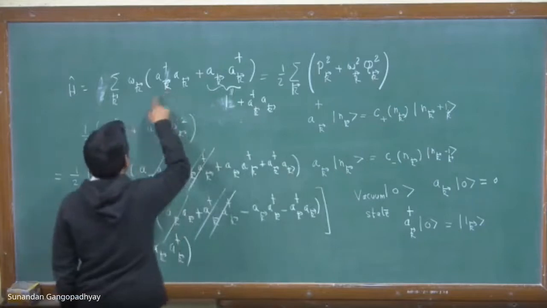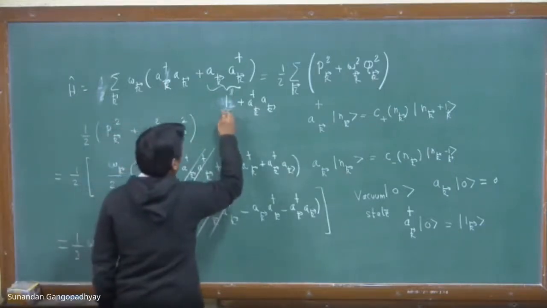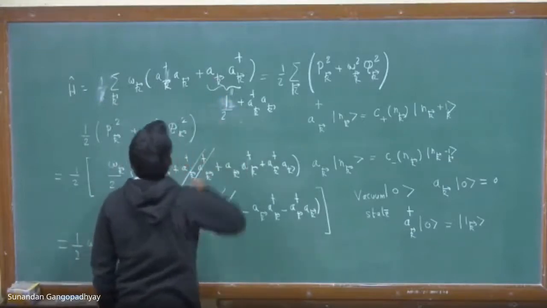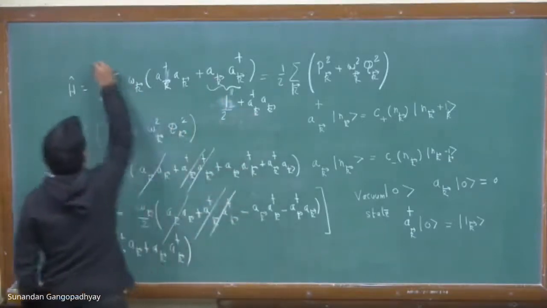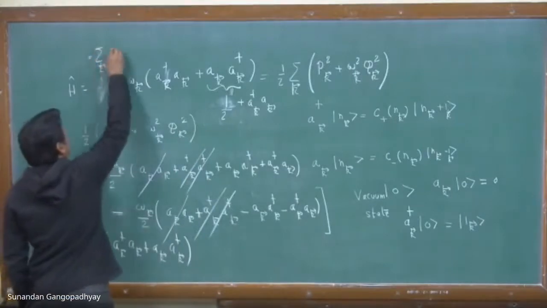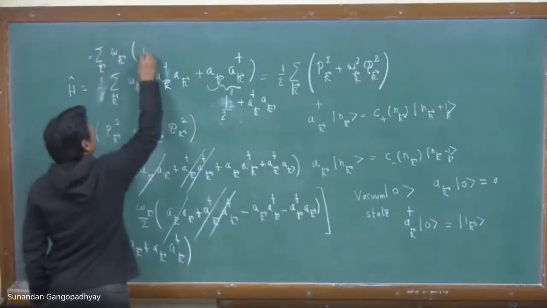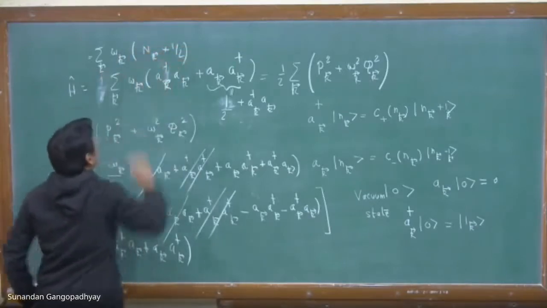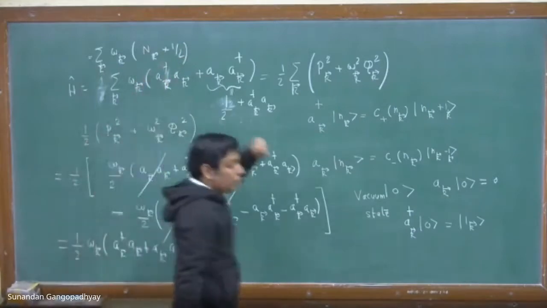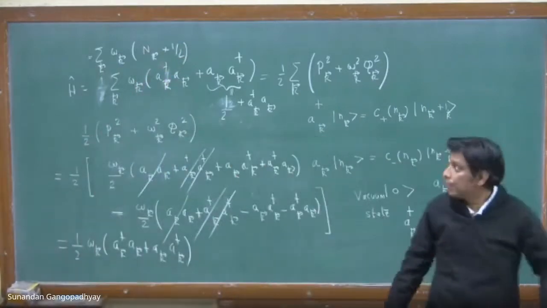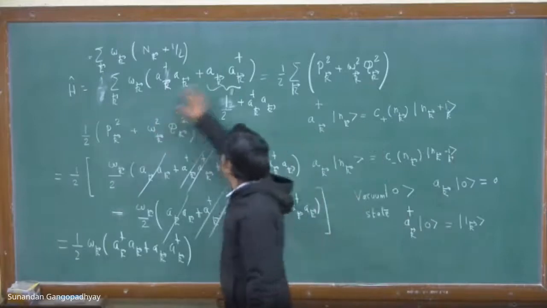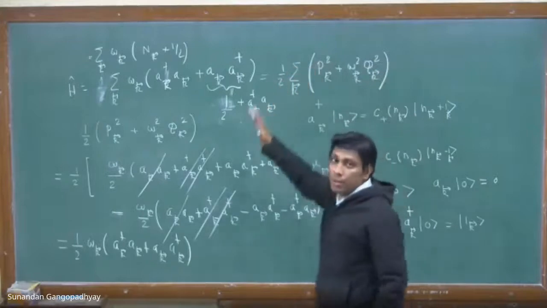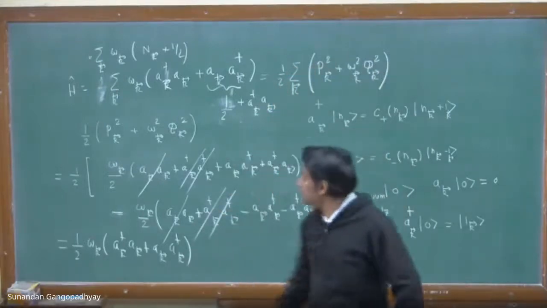This and this adds up. The 2 gets cancelled, and therefore when you divide this 1 by 2, you get this factor of half, and now your final result becomes summation over k omega k n hat k plus half. This is the result which you get after using the commutation relation, and this result is also equal to this. This resembles the Hamiltonian of a harmonic oscillator.